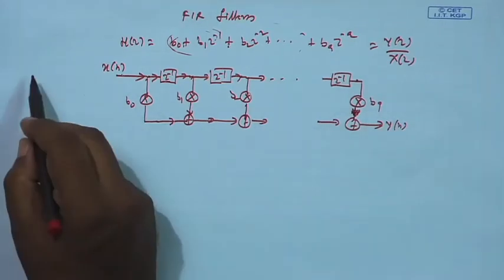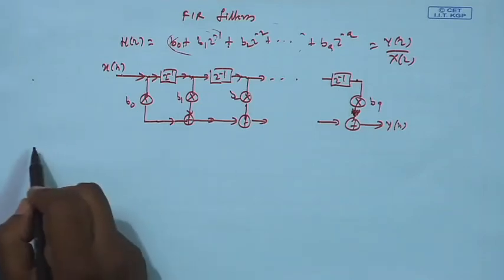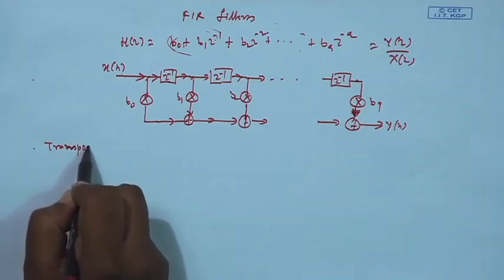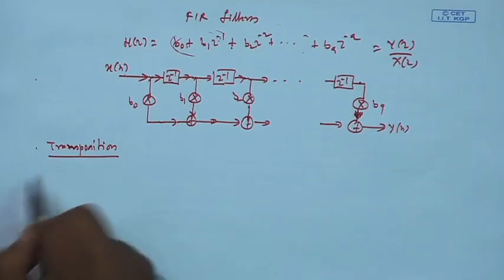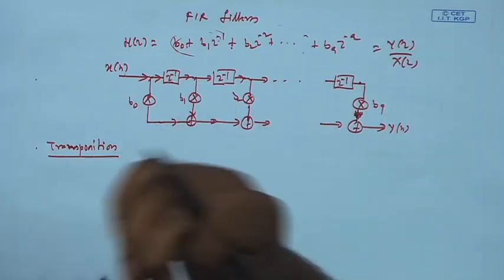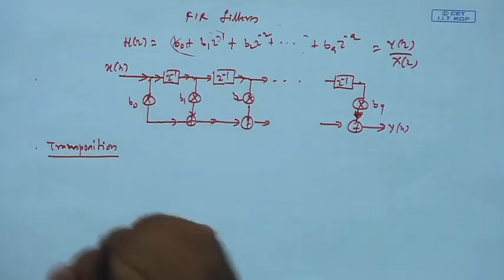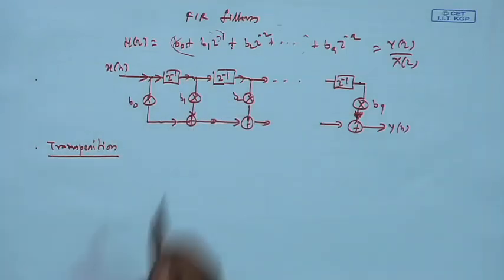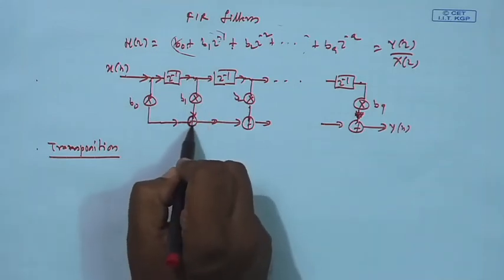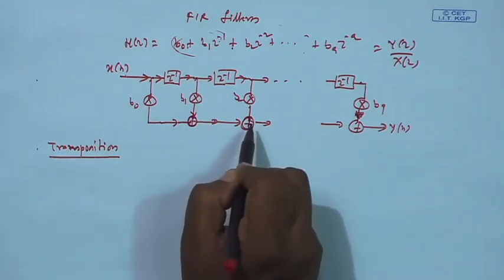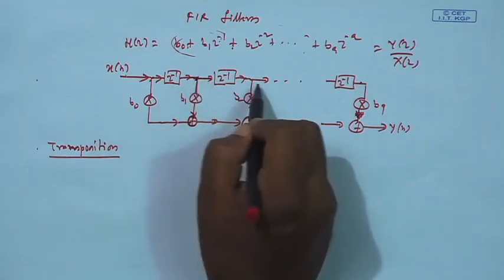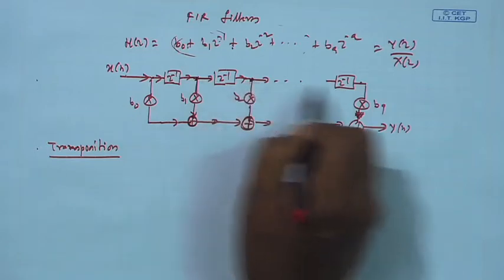You can get another form by using transposition. Transposition actually comes from graph theory. There is a transposition theorem. We will not get into that here, but that is very useful in our network analysis. But you can apply transposition here by simply following a rule: you find out the nodes. There are two kinds of nodes here. Say adder, I take adder as one node, and these are called branching points. They are adders, and then there are branching points.